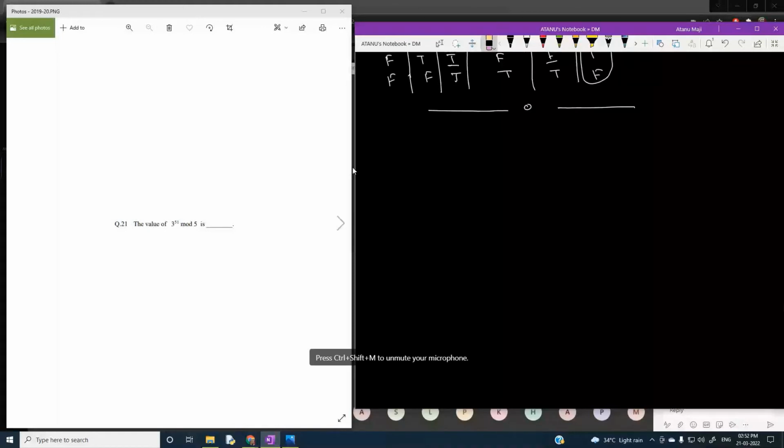So the question is, without using a calculator, or even if you use a calculator, you cannot solve this because a calculator cannot compute 3 to the power 51. It's a very huge number. तो ऐसा कुछ करना पड़ेगा ताकि ये सब जो प्रॉब्लम है बहुत आसानी से हो सकता है.